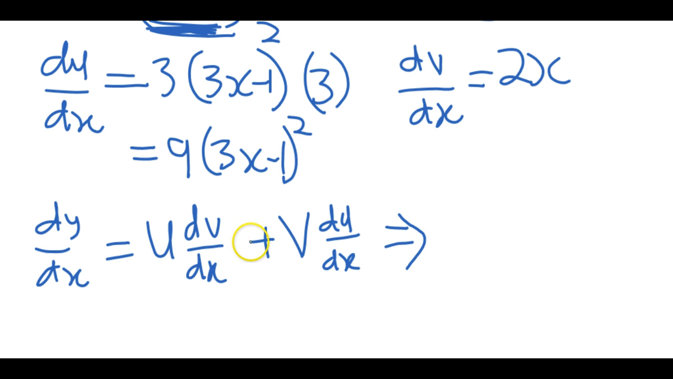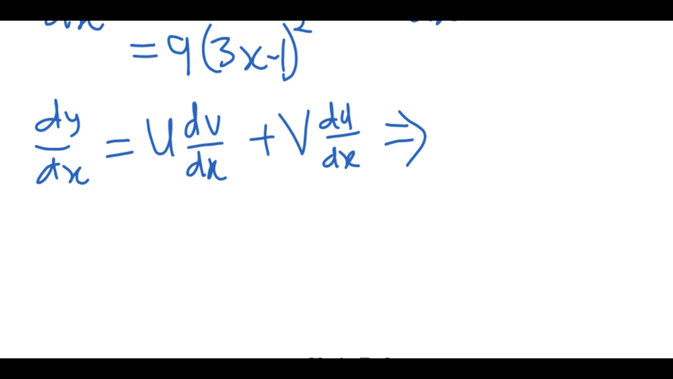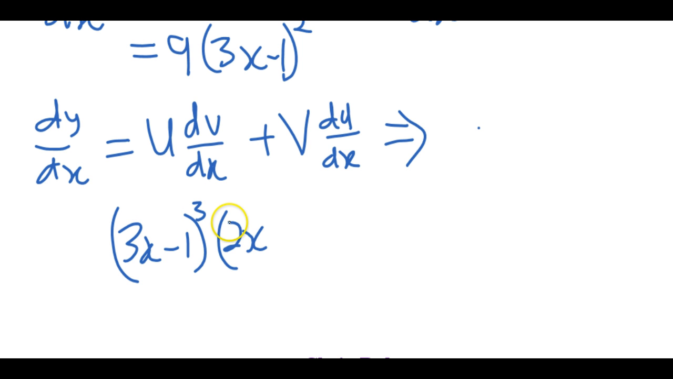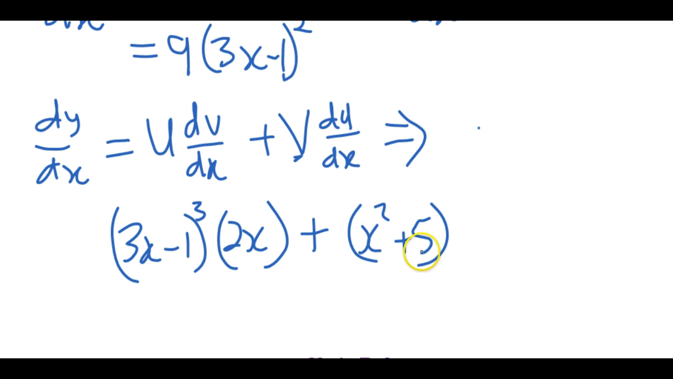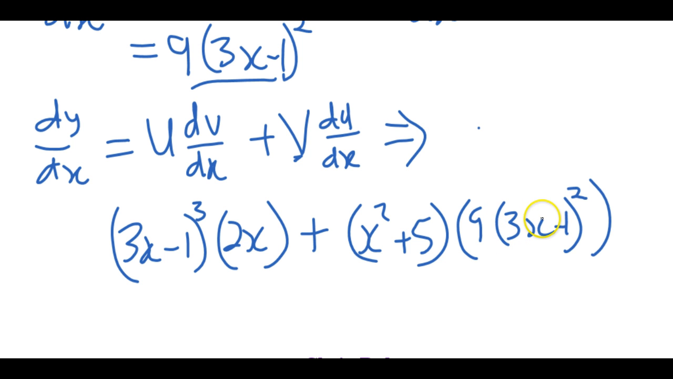And so this implies that when I substitute, I have u as (3x minus 1) cubed, times 2x here, plus, and then the v is given as x squared plus 5, times du/dx, that would be 9 into bracket 3x minus 1 squared. Okay, so I think this is how the whole work is going to look like.